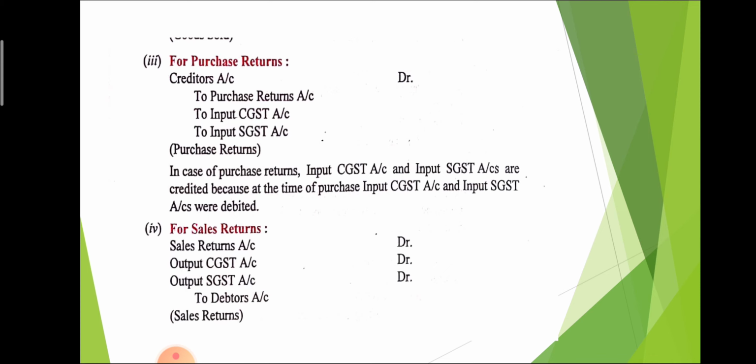Same for sales return. Sales return is the opposite of sales. So sales is always credited, so sales return is debited. At the time of sales, we charge output GST. So sales return is debited, therefore output CGST and output SGST are also debited. So the overall journal entry: sales return account debit, output CGST account debit, output SGST account debit to debtors account.